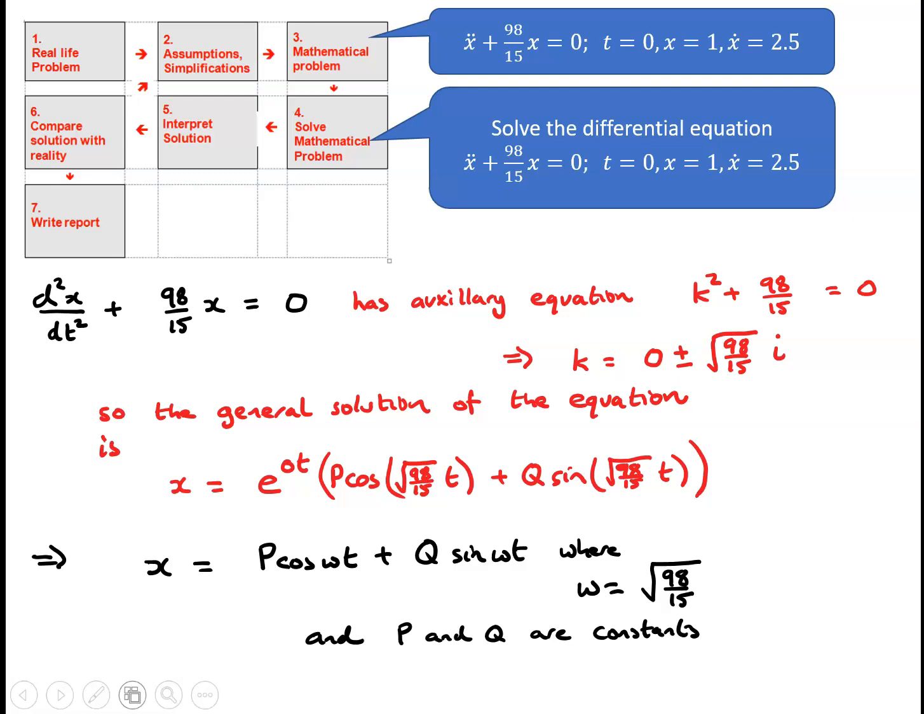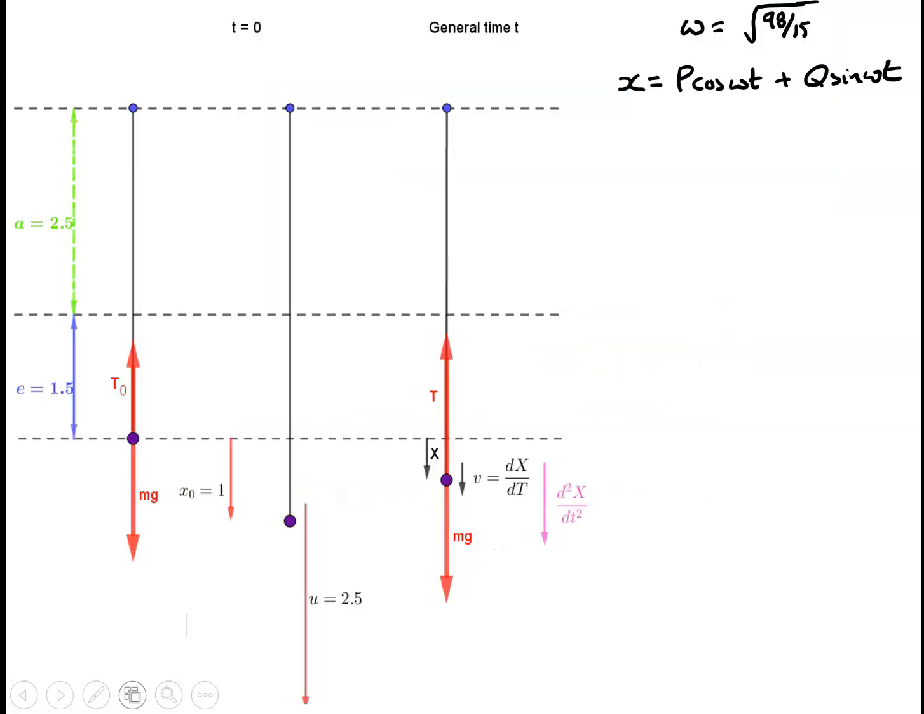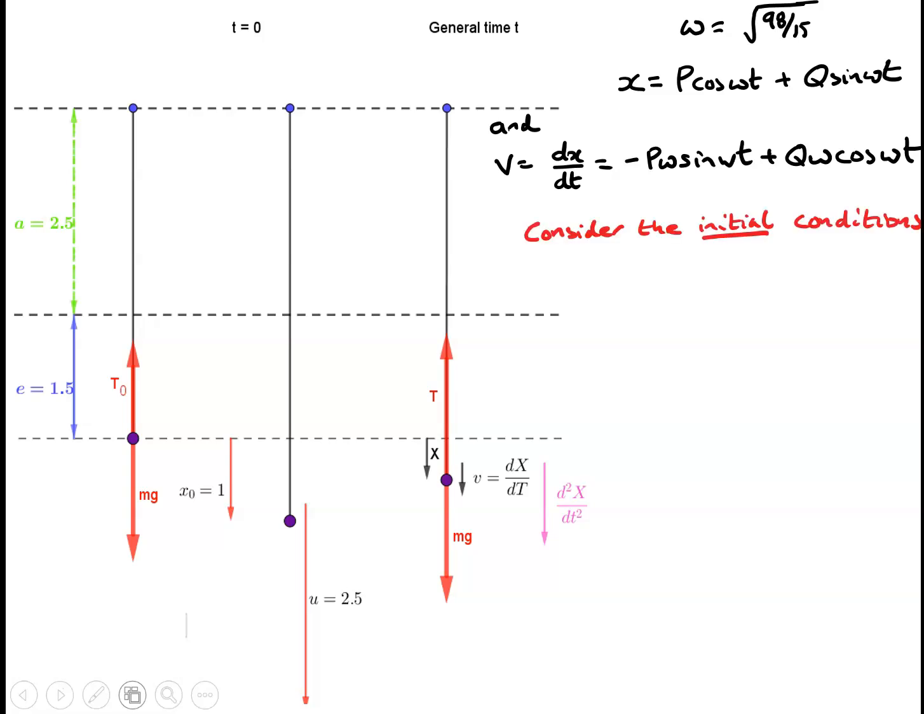So we must now move on to the problem of finding the values of p and q. Now, if we've got x equals p cos omega t plus q sine omega t, then we certainly know that v, or dx by dt, is minus p omega sine omega t plus q omega cos omega t. If we consider the initial conditions, we know that when t equals 0, x is equal to 1. So that simply gives me 1 equals p times cos of 0 plus q times sine of 0. Cos of 0 is 1, sine of 0 is 0, so we've simply got p equals 1.